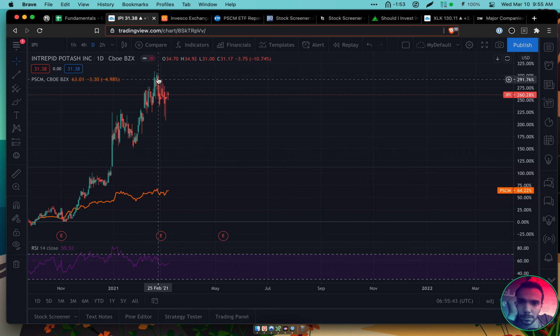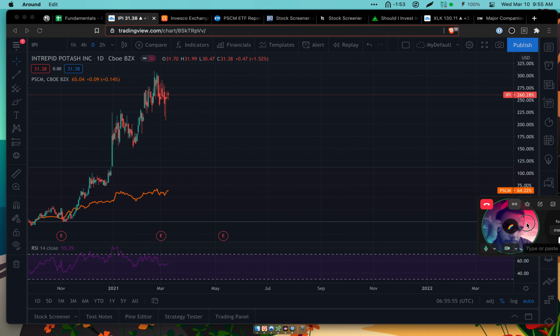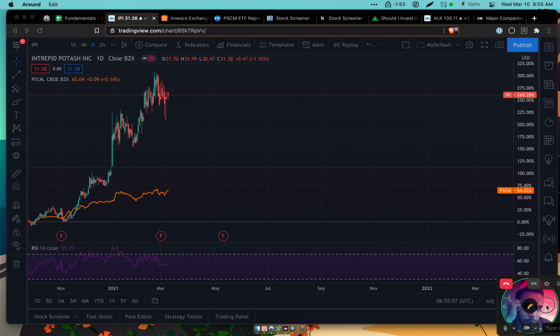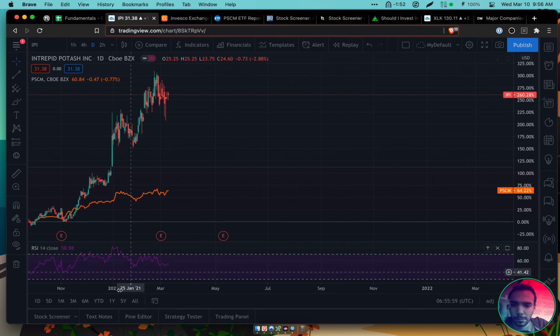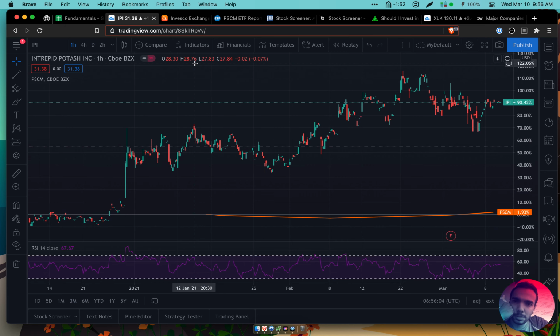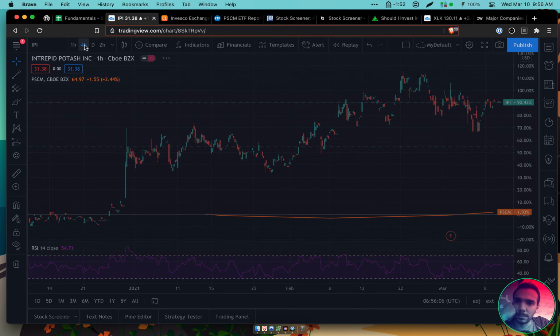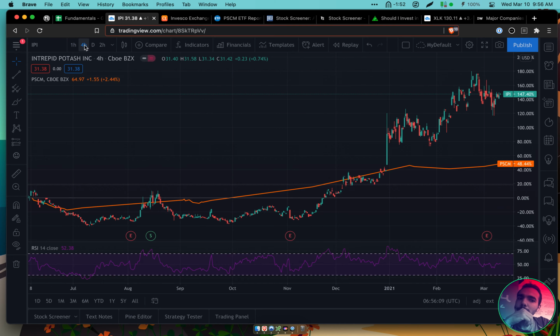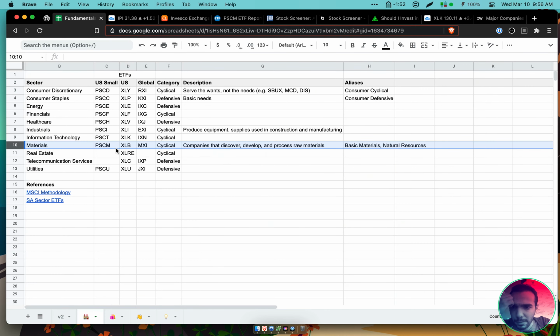Why is it like all over the place here? Is this log? Can't tell. Let me move this a little bit. Oh, it's a percentage. It's a percentage chart. 3 months? Wow. Oh, there's something wrong with this chart. This can't be real. Why does PSCM look like that? No, there's gotta be something wrong. Is it PSCM? Yeah, it's PSCM.